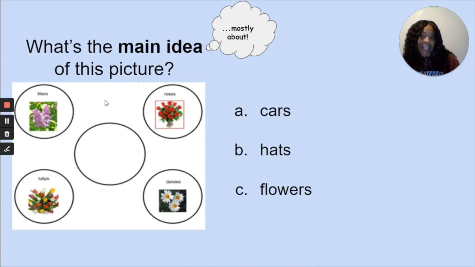Now, I see some plants. They are colorful. They look like they grow in spring. What could the main idea of this picture be, first grade? Cars, hats, or flowers? Go ahead and tell me now. If you chose flowers, kiss your brain because it worked. Great job.